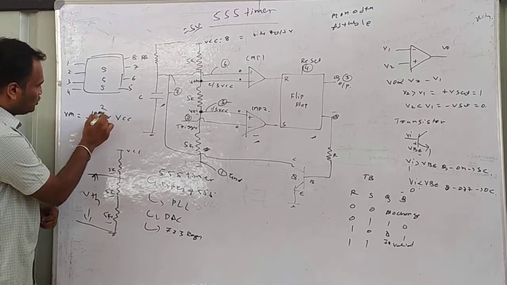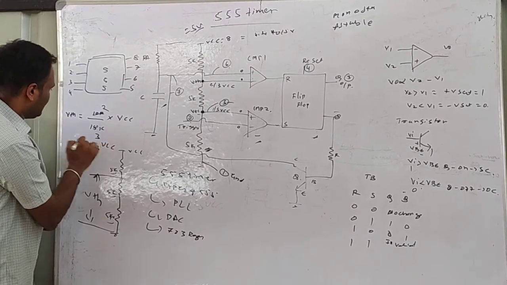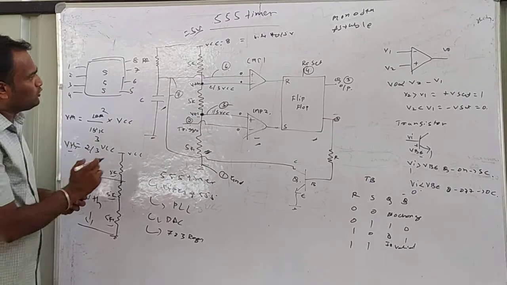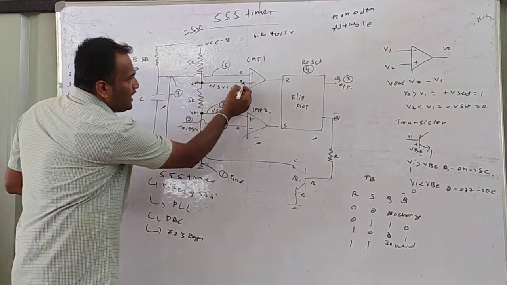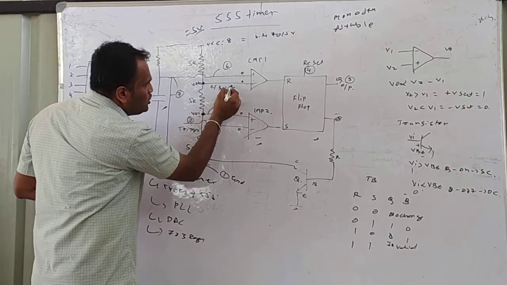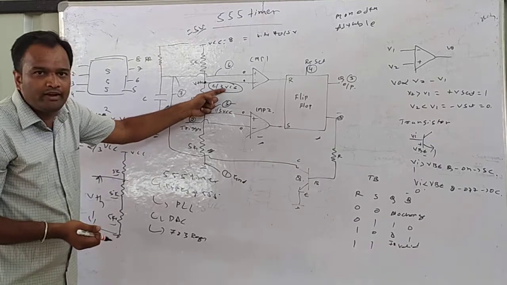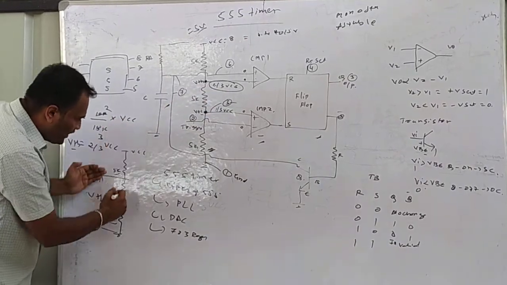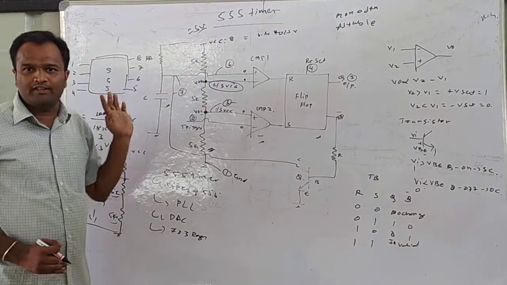5 2s are 5 3s are. So what voltage are we going to get? 2 by 3 VCC. That is nothing but VTH. Now this VTH is connected to the negative terminal of the op-amp. So in the negative terminal of the op-amp, you are going to get 2 by 3 VCC. You should understand how to get this 2 by 3 VCC, just by applying the voltage divider network to this voltage divider circuit.